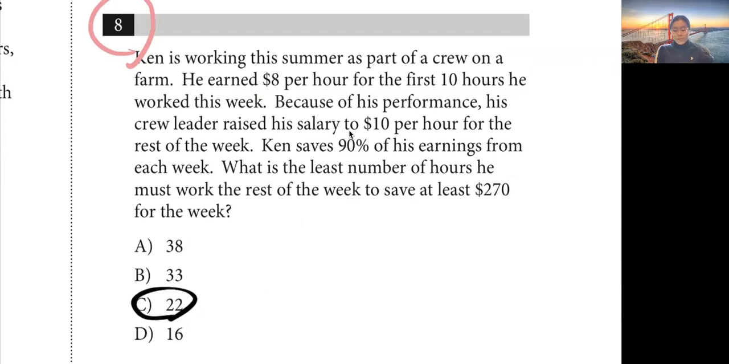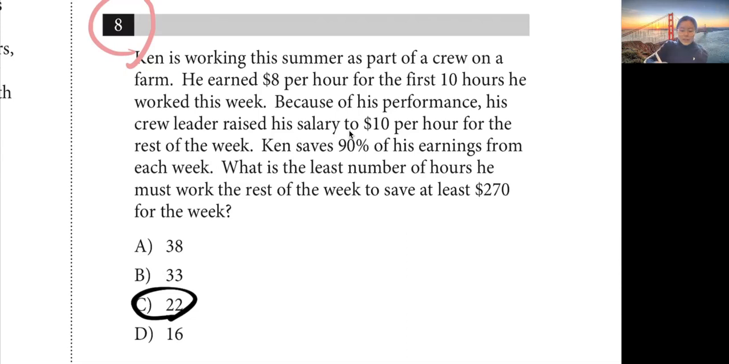Ken saves 90% of his earnings from each week. What is the least number of hours he must work the rest of the week to save at least $270 for a week? So lots of weeks, but this is all talking about 1 week, okay? It's about a 1 week span, and keep that in mind.